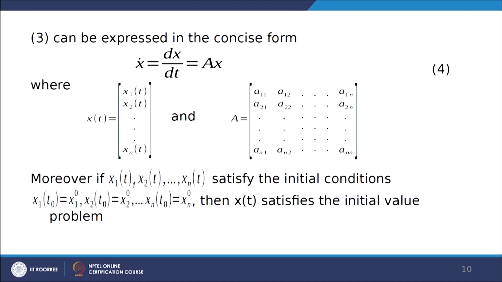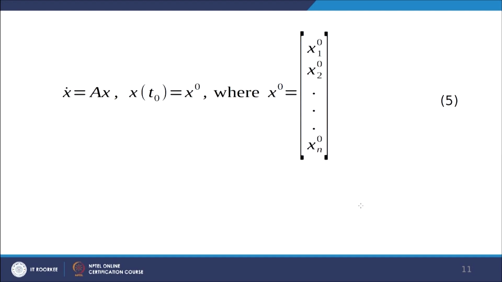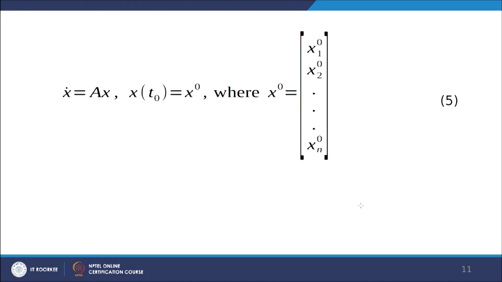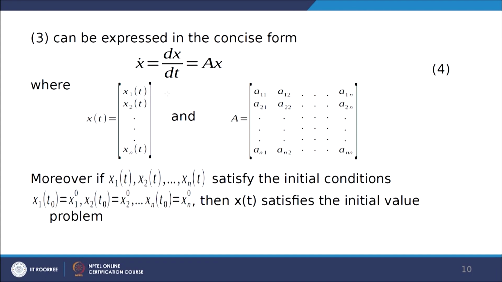Now, if x1(t), x2(t), xn(t) satisfy the initial conditions, that is at t equal to t naught, x1 is x1 naught, x2 is x2 naught and xn is xn naught, then x(t) satisfies the initial value problem. Then we can write the system in the concise form x dot equal to dx by dt equal to Ax, x at t naught equal to x naught, because x(t) is x1(t), x2(t), xn(t).